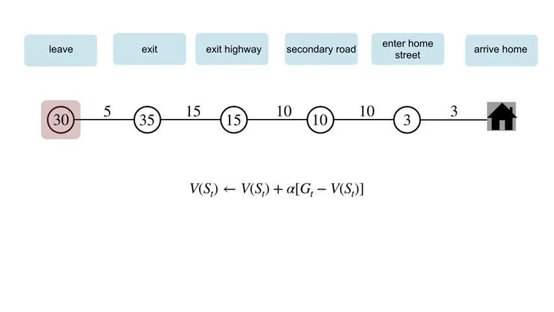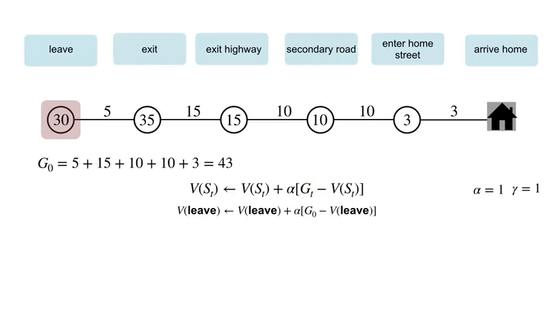Let's first look at a Monte Carlo method. In particular, we will use the constant alpha Monte Carlo method with alpha equal to 1. In Monte Carlo methods, you update your estimates towards the return, which is only available at the end of the episode. We can only update the estimates for each of the states once we arrive home. We can start from when we leave the office. From the office, it took you a total of 43 minutes to get home. Therefore, the return at time 0 is 43. As alpha is 1, we move our estimate completely towards the actual return.